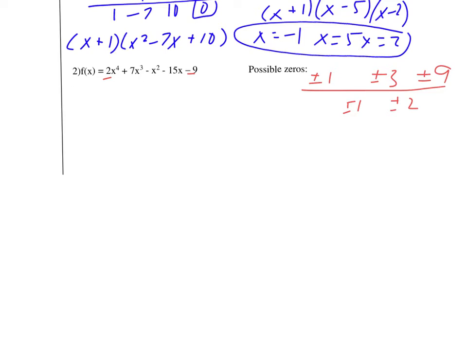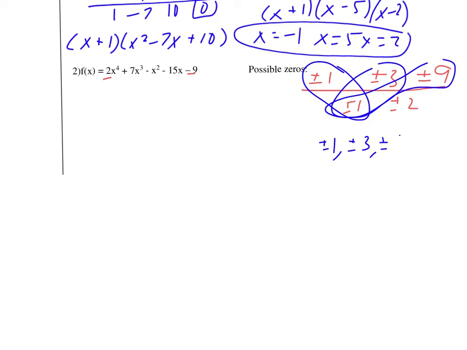So for this one, I need to divide all of these to get my list. I have 1 over 1, which is, of course, 1. 3 over 1 is 3. 9 over 1, of course, 9. But then I also have here 1 over 2, which is 1/2. 3 over 2.